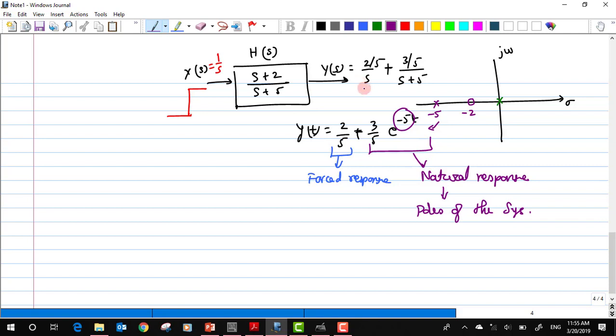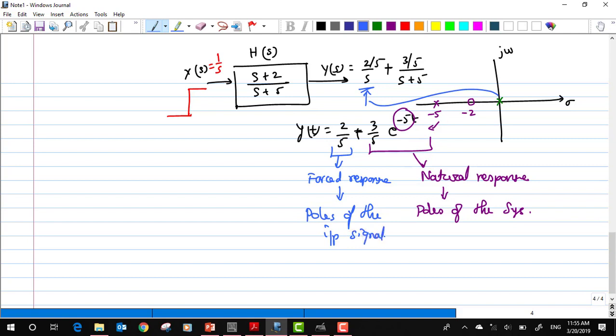You could actually look into this particular expression. There is something like 1 by s, right? And that has been multiplied by 2 by 5. So we will not worry about this 2 by 5. But where does this 1 by s come from? Yeah, it is basically coming from the input pole. So I can straight away say that.